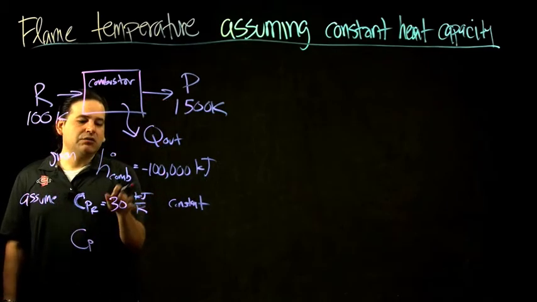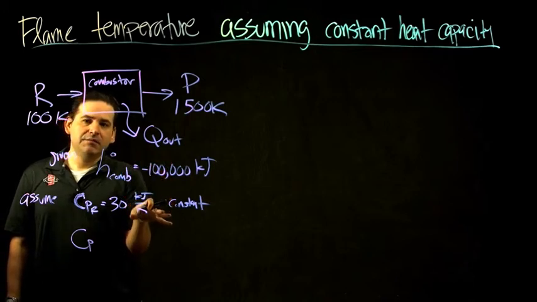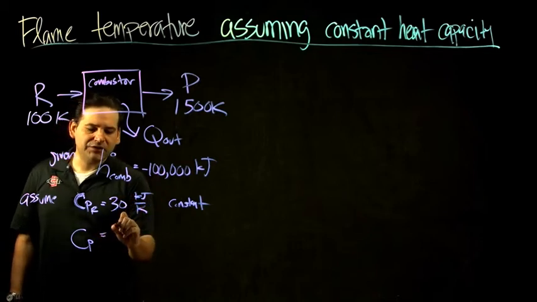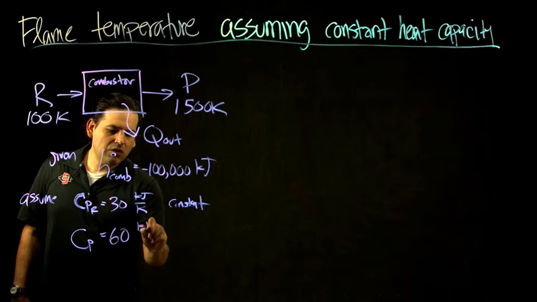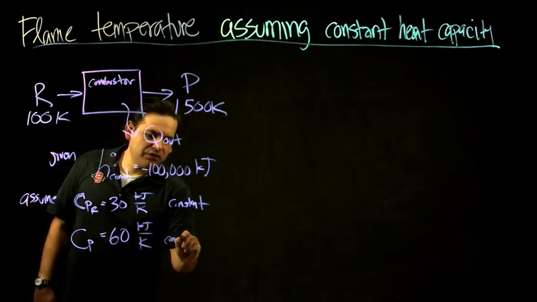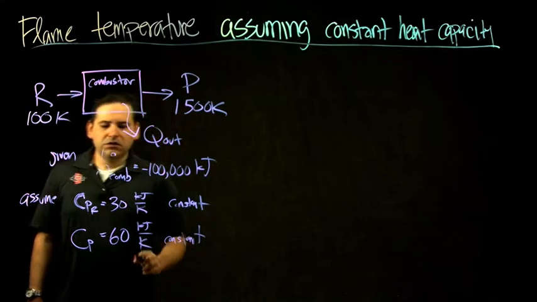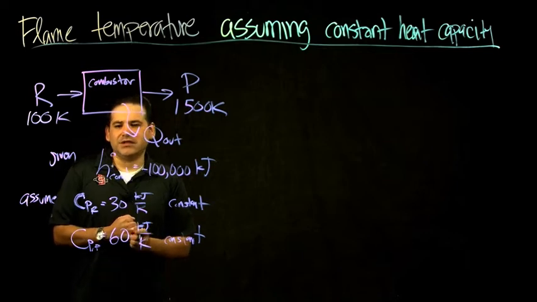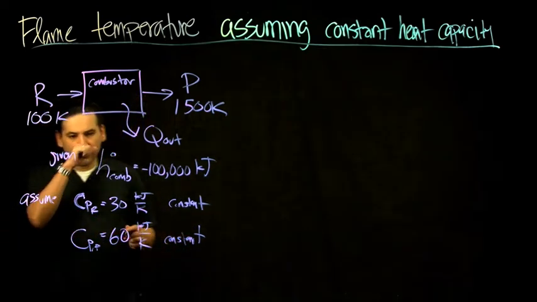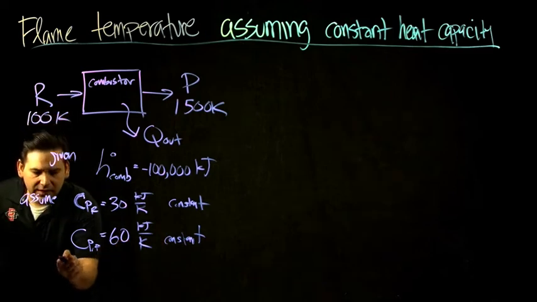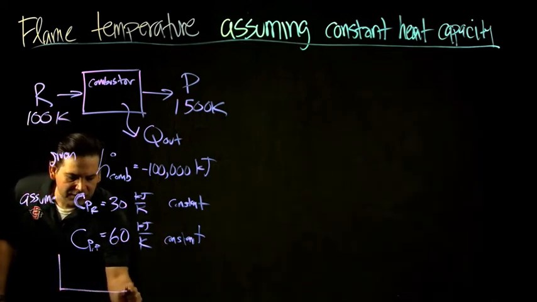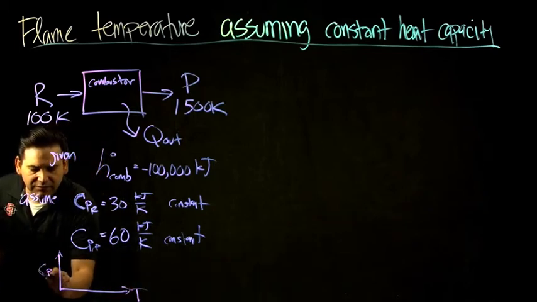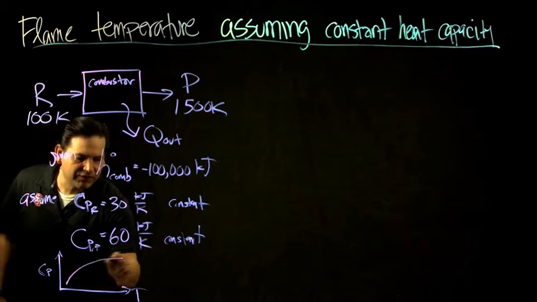It's not typical to have a constant heat capacity because this is an inaccurate estimation, but it can give you a ballpark answer. So if you apply some reasonable value, you would get reasonable numbers. So the product's heat capacity is assumed to be a constant value at 60 Kelvin. What happens in terms of the heat capacity is it has a T to the 1/2 dependence. So if this was temperature and this was the Cp, heat capacity, you would see a behavior like this.